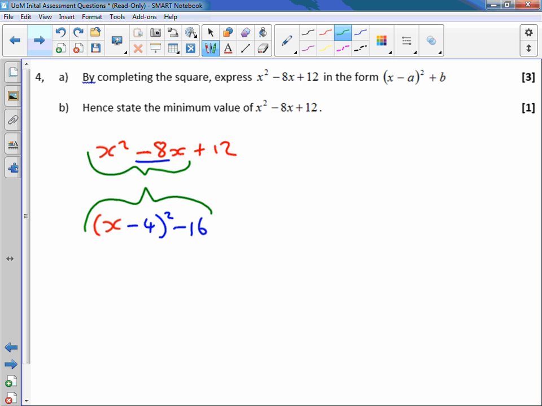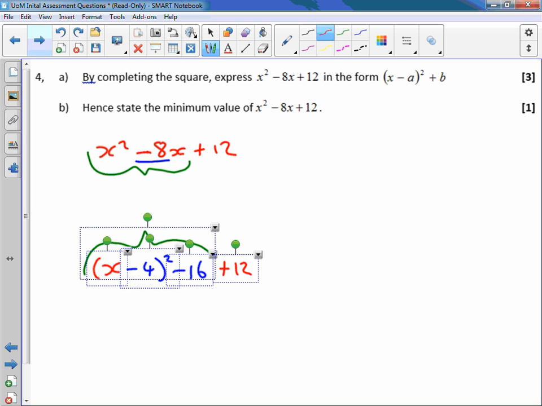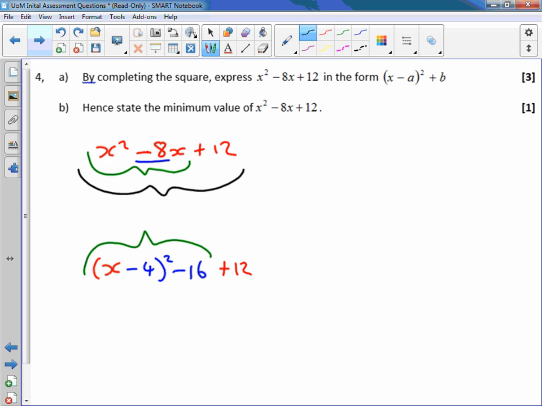So all I have to do now is add on my 12, and then, I'm running out of colours, aren't I? All of that is now the same as all of that. So all I have to do is tidy up my expression here. My x minus 4 squared minus 4. Okay, so that's part A done and dusted.